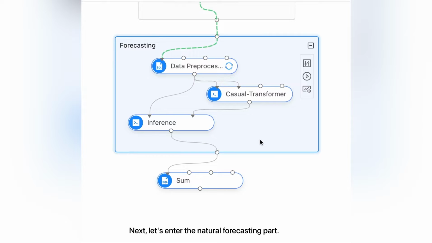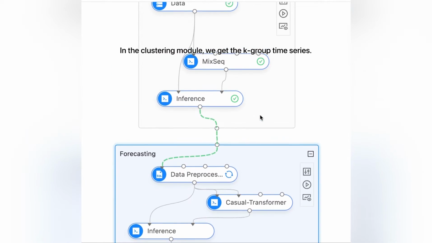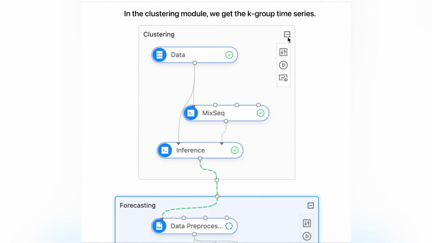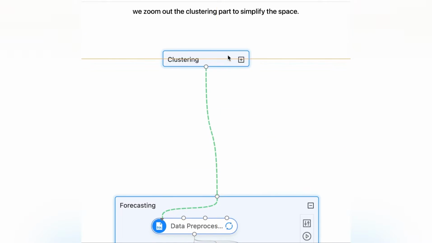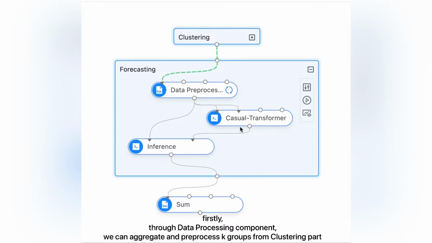Next, let's enter the natural forecasting part. In the clustering module, we get the K-group time series. We zoom out the clustering part to simplify the space. Firstly, through the data processing component, we can aggregate and pre-process K-groups from the clustering part.